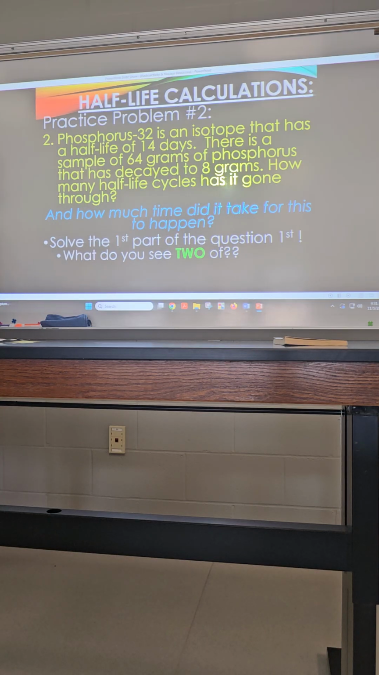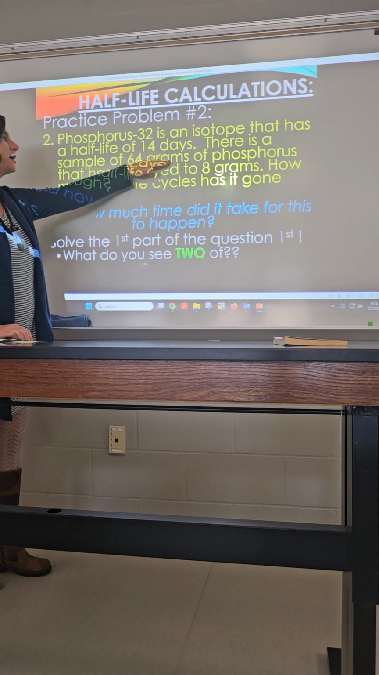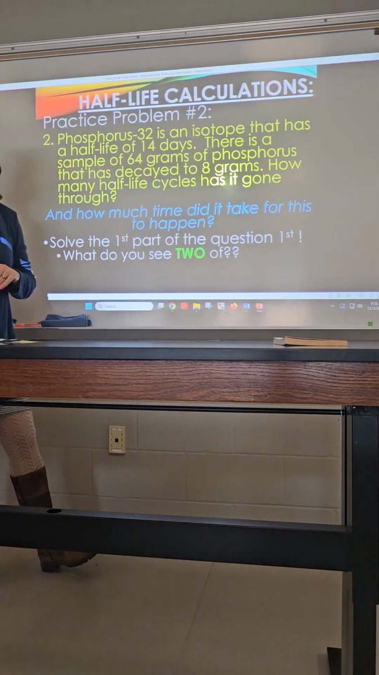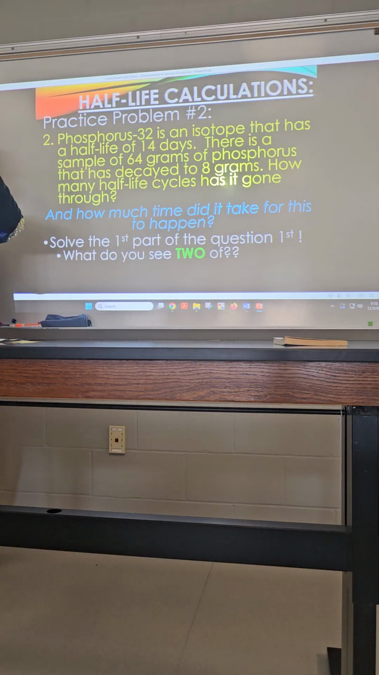So you have to ask yourself, what do you see 2 of? Do you see 2 time values or do you see 2 sample amounts? Like 2 types of grams? Dorian, what do you see? 2 times or 2 samples? Samples. Yeah, because I see 64 grams, which is 1 sample, and I see 8 grams, which is another sample. Grams and grams, that's samples.